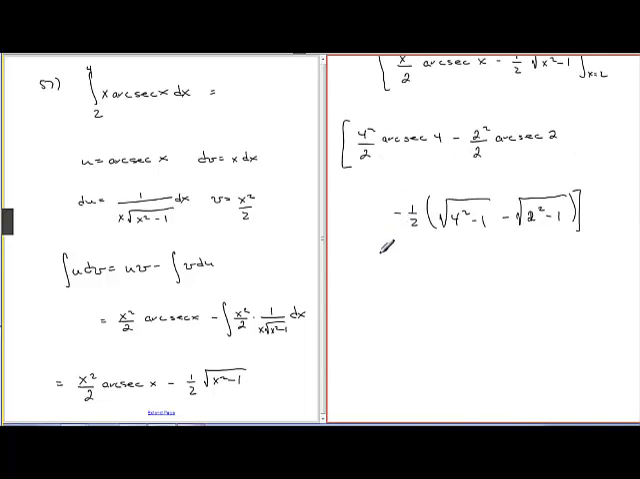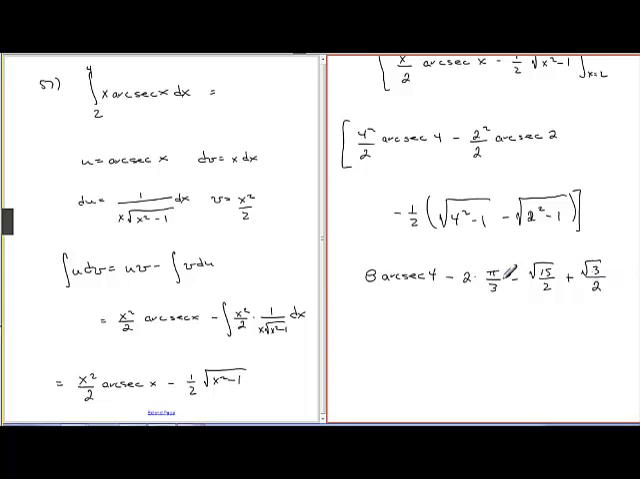So we'll have 4 squared divided by 2, which is 8. So we get 8 times the arc secant of 4. And the angle whose secant is 2 is the same as the angle whose cosine is 1/2, which we just did a second ago, it was pi over 3. So we'll get 4 divided by 2, so we'll get 2 times pi over 3. And then we'll have minus the square root of 15 divided by 2. And then a negative times a negative is a positive, so we'll get positive. We get 4 squared minus 1, which is 3, so we get the square root of 3 over 2.